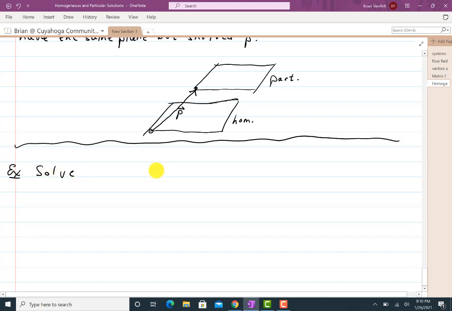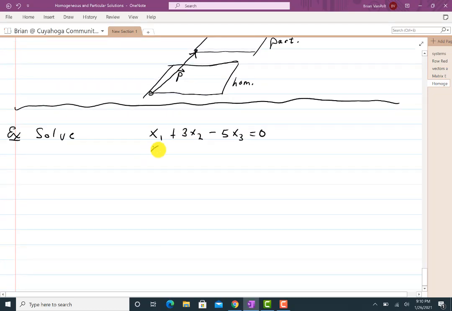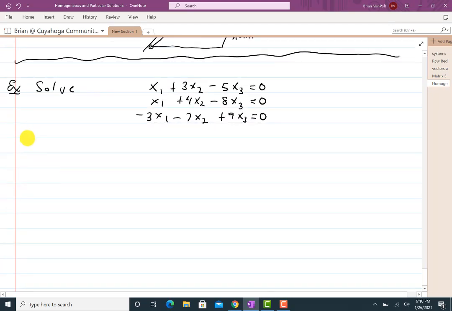All right, a little more practice. I have x1 plus 3x2 minus 5x3 equals 0. x1 plus 4x2 minus 8x3 equals 0. Negative 3x1 minus 7x2 plus 9x3 equals 0. And so I'll go to my not augmented matrix. And start performing the row operations and see where it leads us.